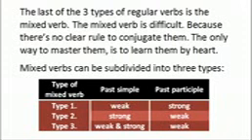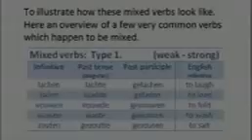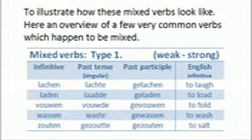Type 1, which is weak in the simple past and strong in the past participle. Type 2, which is strong in the simple past and weak in the past participle. And type 3, which is weak or strong in the simple past and weak in the past participle. To illustrate how these mixed verbs look, here is an overview of a few very common verbs which happen to be mixed. Okay, I will read the infinitive, the past tense and the past participle.